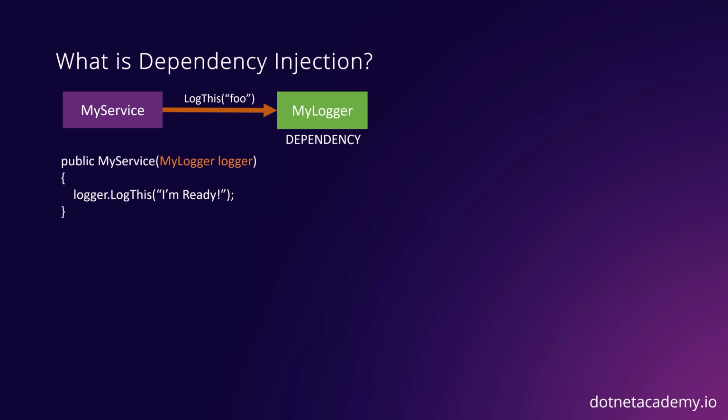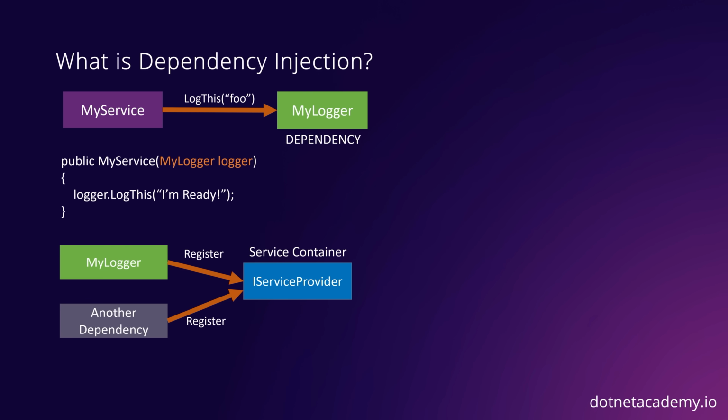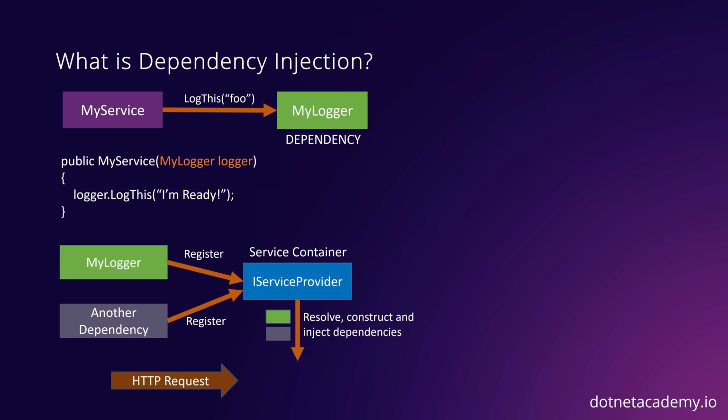Well, ASP.NET Core provides the IServiceProvider, which is what is known as the service container. Your application can register myLogger and any other dependencies with IServiceProvider during startup, which is typically done in your program.cs file. Then later, when a new HTTP request arrives, and your web app needs an instance of myService, the service container will notice its dependencies and it will go ahead and resolve, construct, and inject those dependencies into a new instance of myService via its constructor.